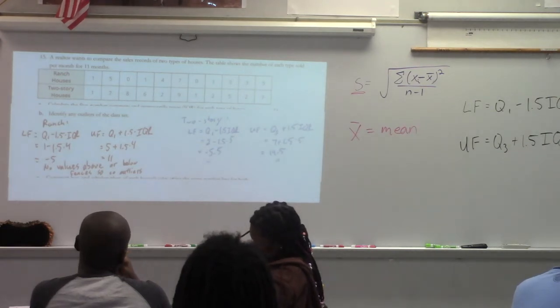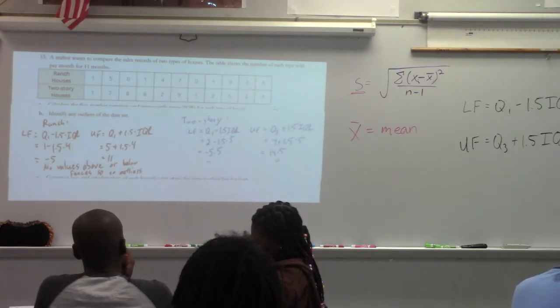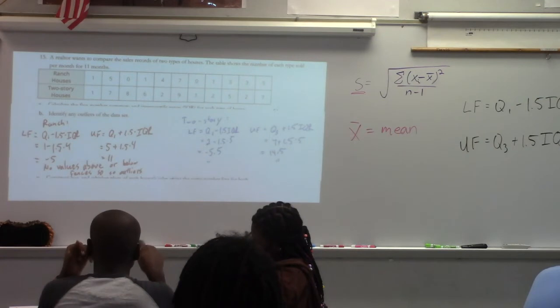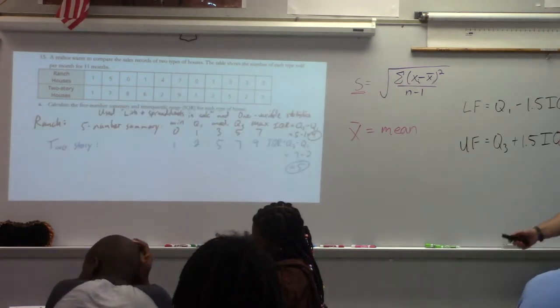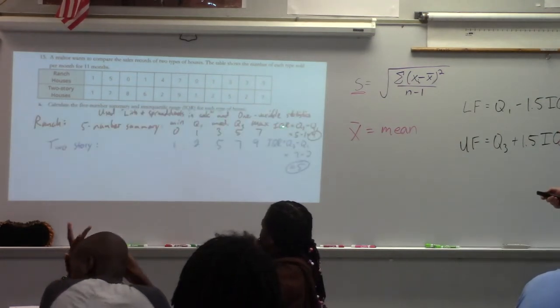Q3 plus 1.5 times the IQR. Those are the lower and upper fences, and you would want to do that for both of these data sets. Oh, I think I skipped over the detail about IQR earlier. But remember, how do we calculate IQR?